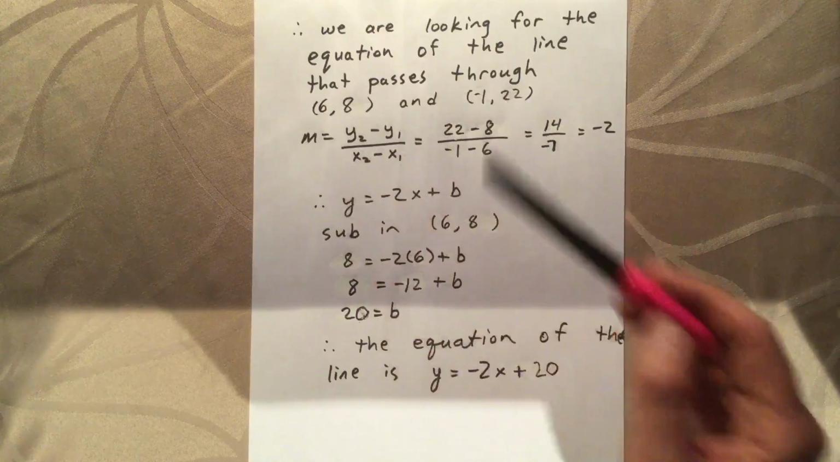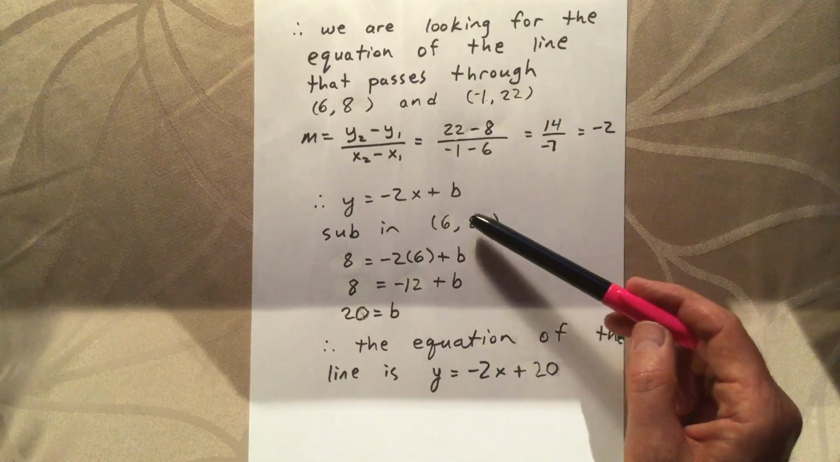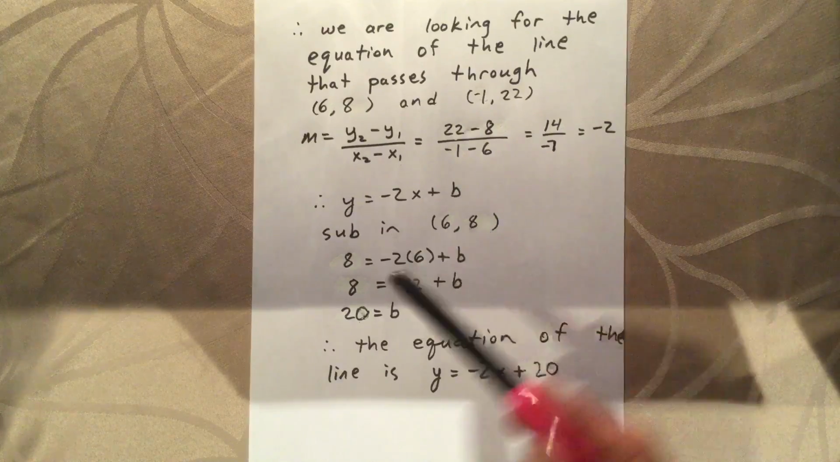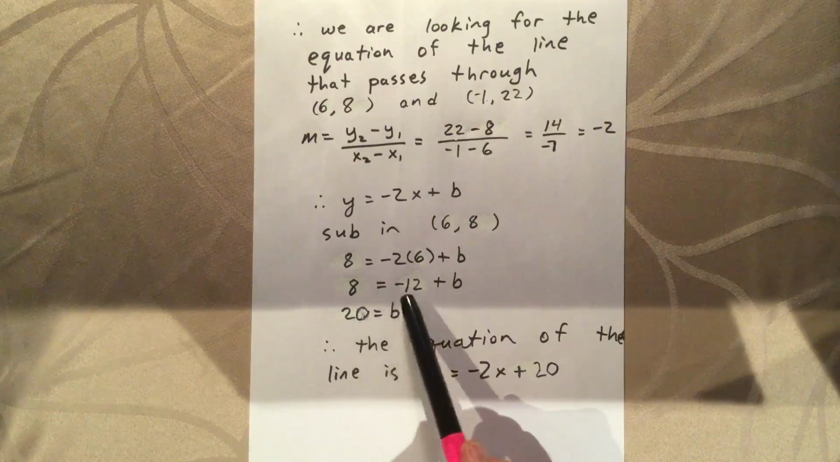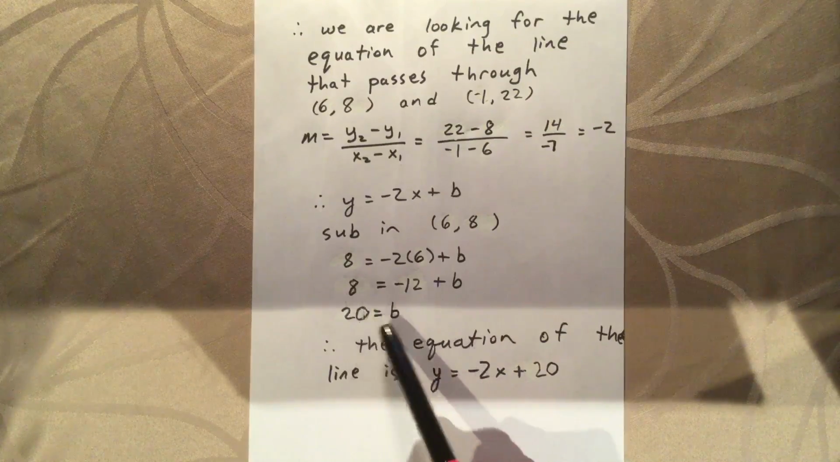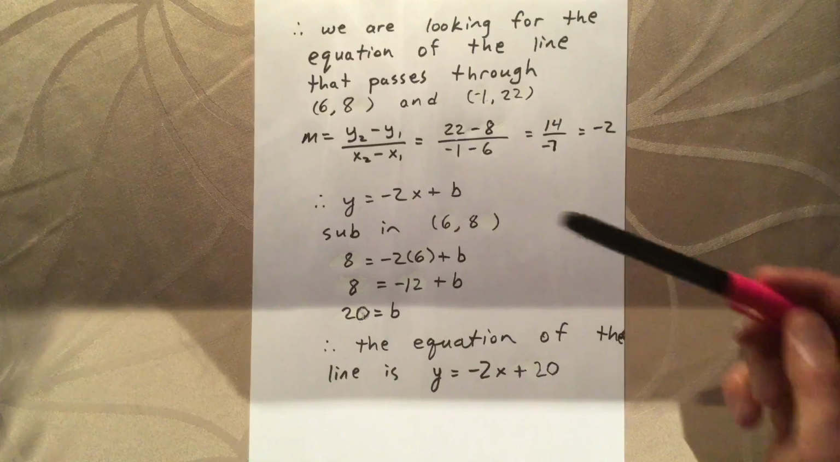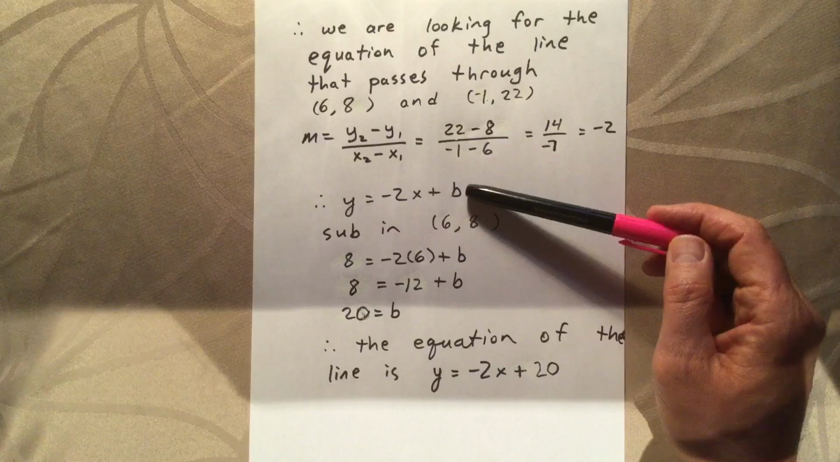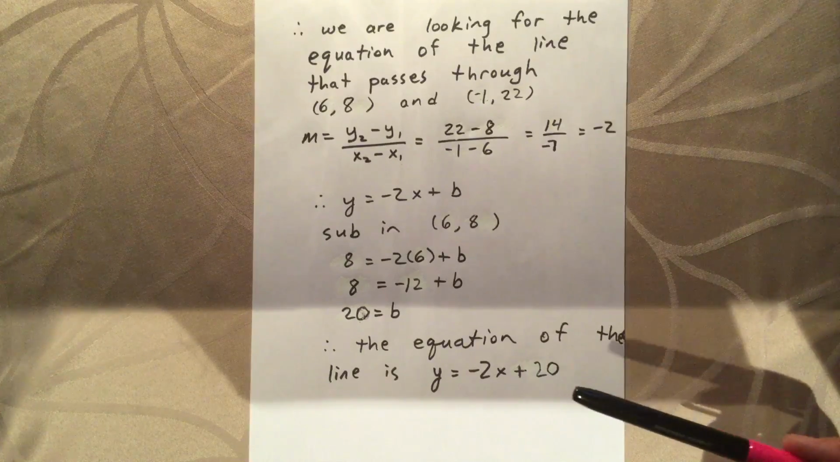Now we can sub in either one of these points. So I chose 6, 8. So y is 8 and x is 6. So I put in a y value of 8 and an x value of 6. I get 8 equaling negative 12 plus b, and when I add 12 to both sides, I get 20 equaling b. So that means that the equation of the line connecting the 2 points of intersection of those two parabolas is y equals negative 2x plus 20.